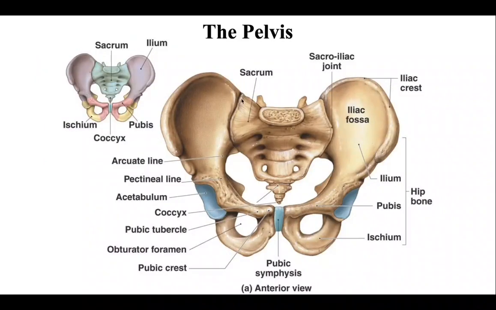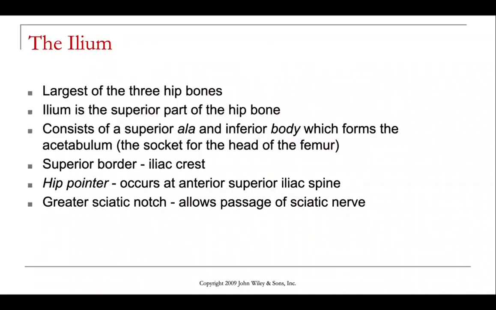So here you can see where you'd have the SI joints. Here is where you would have the pubic symphysis. This one illustrates the 3 different bones, the pubis, the ischium, and the ilium. And then you've got the sacrum there. So the ilium is the largest of the 3 hip bones. It's the superior part. It's going to have the superior ala, which are the sides, and the inferior body, which will form the acetabulum, which is the socket for the head of the femur. The superior border forms your iliac crest. So hip pointer occurs at the anterior superior iliac spine.